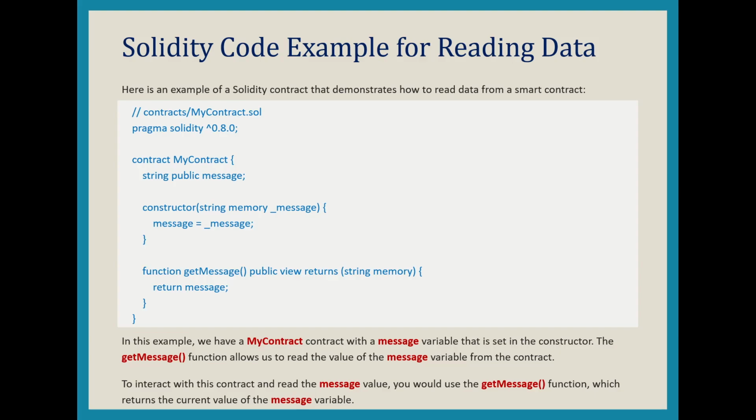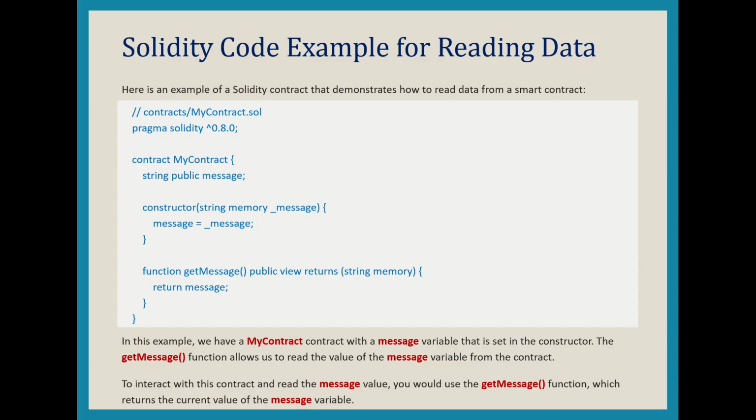It's a public function accessible outside the contract. View indicates, again, as I said in the very last slide, the function does not modify the state of the contract, meaning it only reads from the blockchain and does not write to it. So this returns string memory. The function returns a string stored in memory, and the function body, return message, returns the current value of the message state variable. So I hope you understood this code.